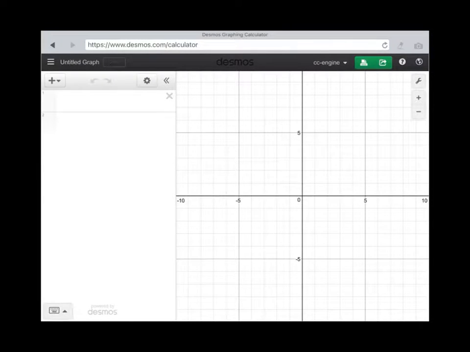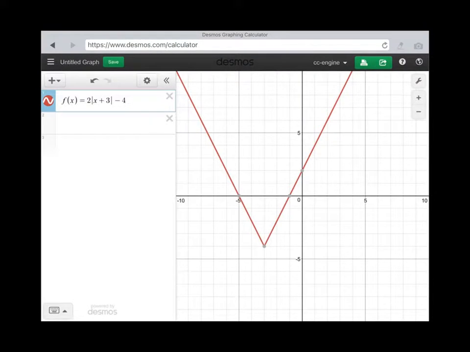Okay, so here's Desmos, and all I want you to do with this video is just to be able to use it, rewind it, look at it, and understand how to use Desmos to create the end product for your project. So right now we just have an absolute value equation which creates a V.